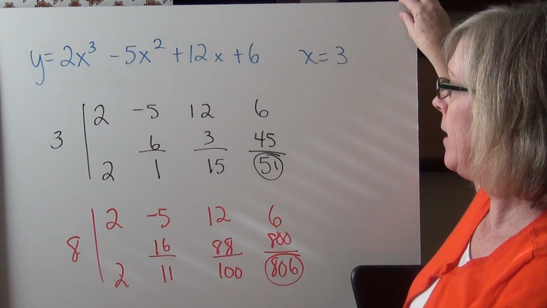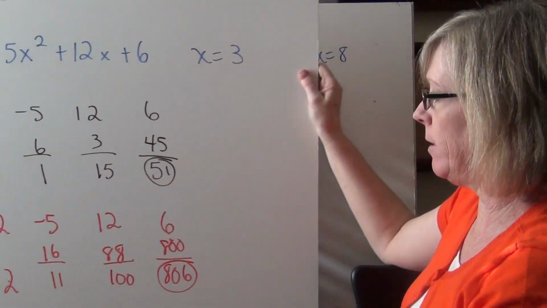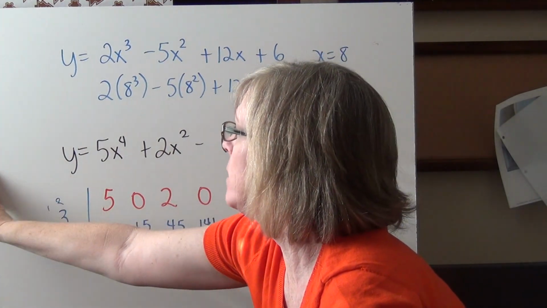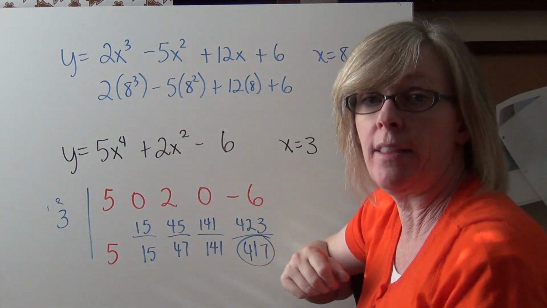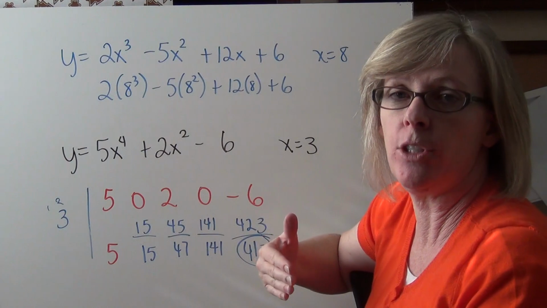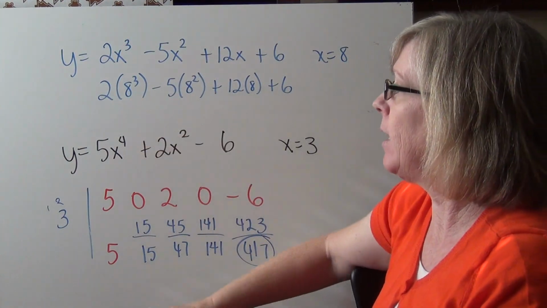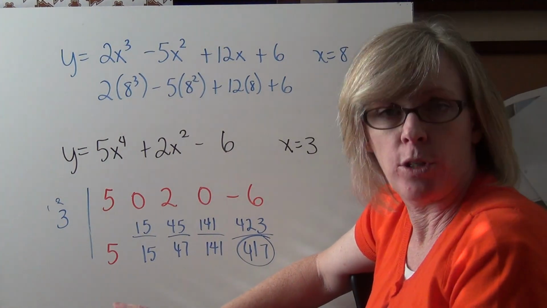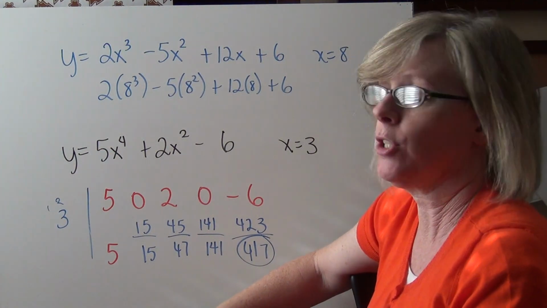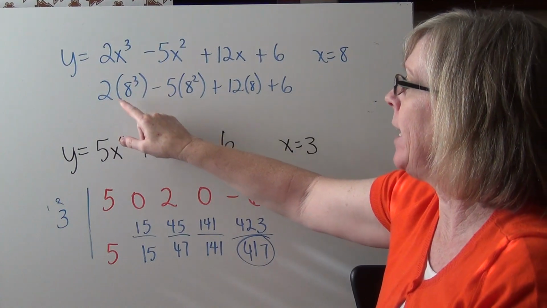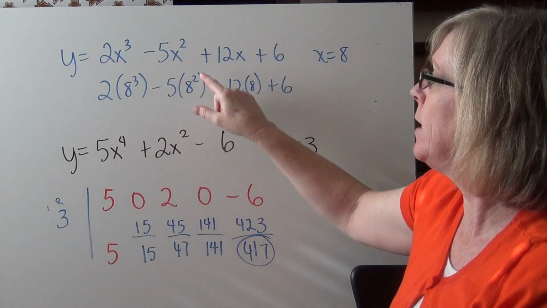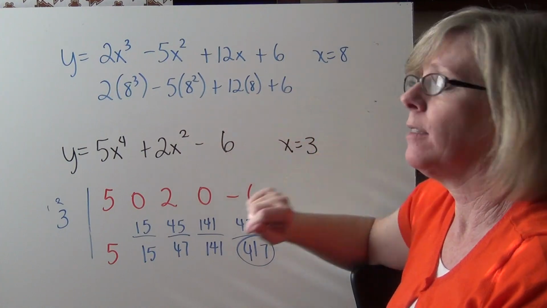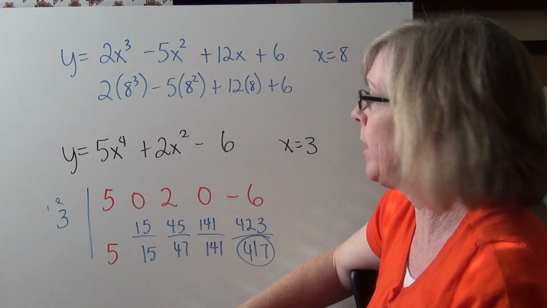Okay? I just want to show you, just by comparison, how much fun that last one was if I didn't use synthetic substitution, but I actually plugged in the traditional way. First off, I don't know what 8 to the third power is off the top of my head, so I would have to have either a calculator or do some multiplication. So I'm going to have to find the third power of 8 and then multiply it times 2, then multiply 5 times 64, and then 12 times 8 and add 6, and it's just a more complicated problem.